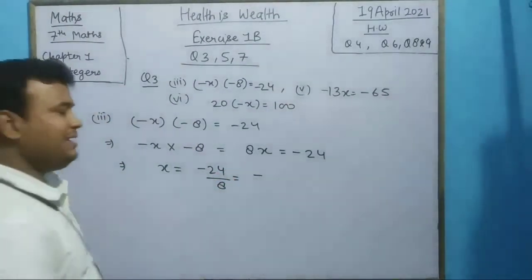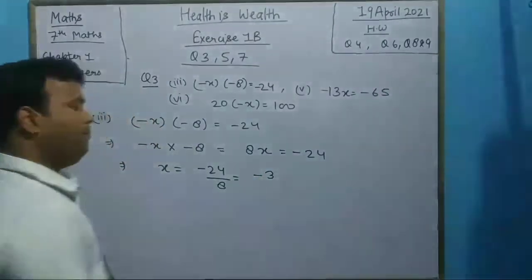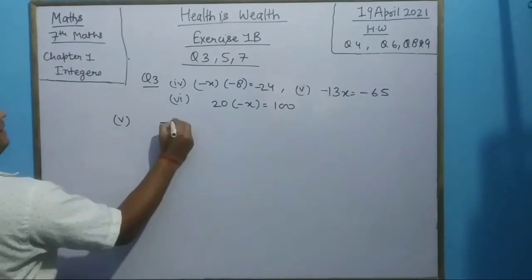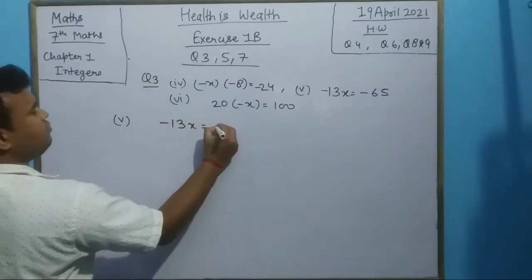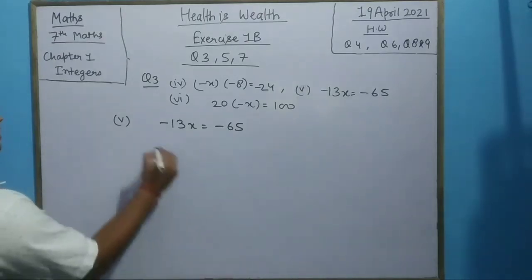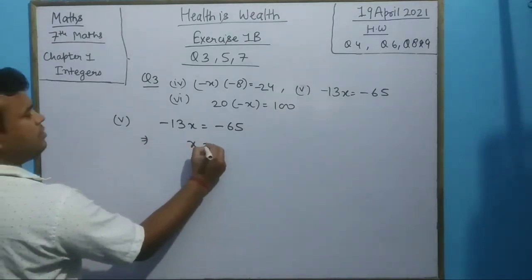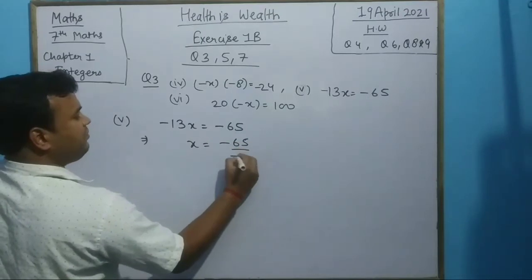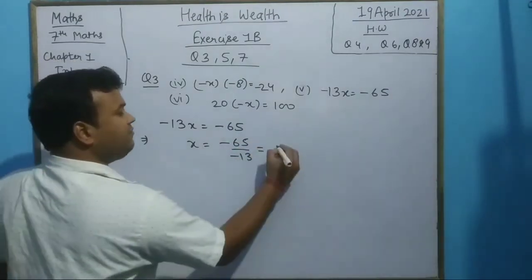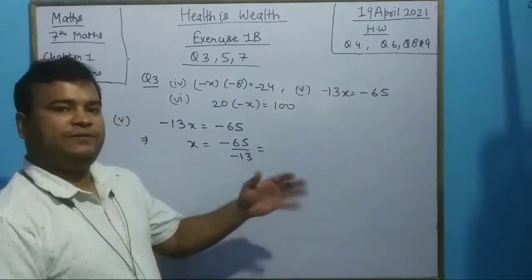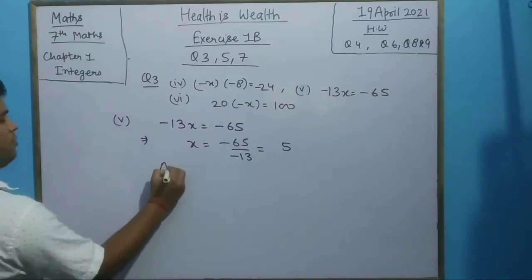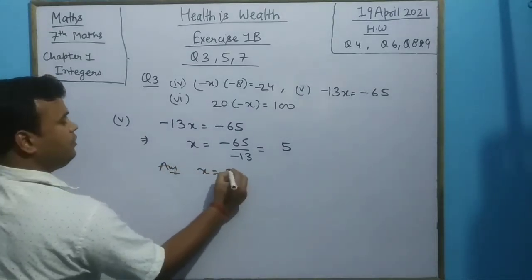24 divided by 8 is 3, so it is minus 3. Okay, now let us see another question: minus 13x is equal to minus 65. The way is similar. Here minus 13 is in multiplication, shifting towards the other side, it will be in division. There are two negative signs, so it will be positive. And 65 divided by 13 is 5. 13 fives are 65. So the answer is x is equal to 5.